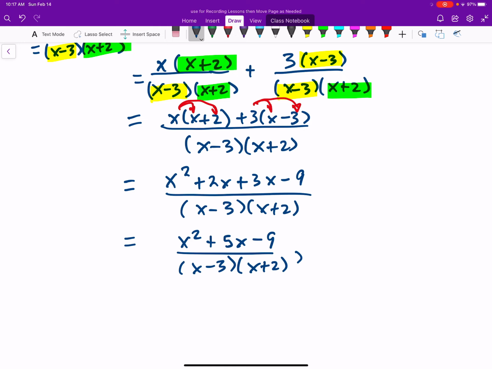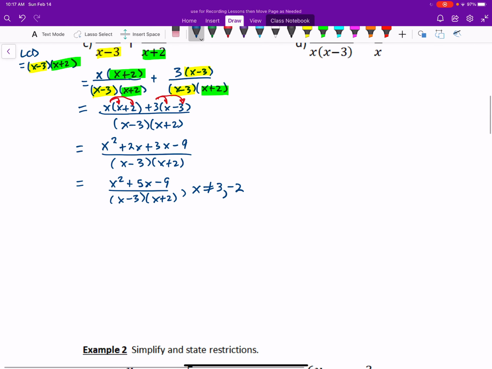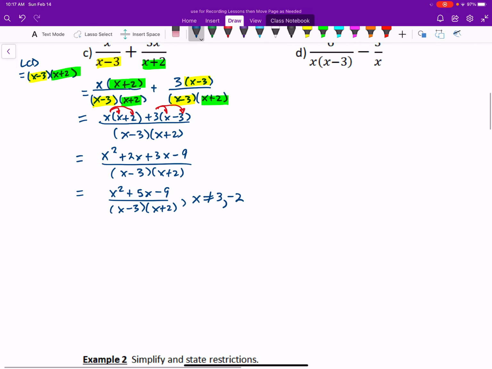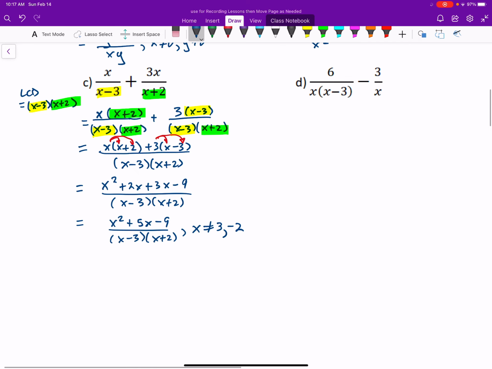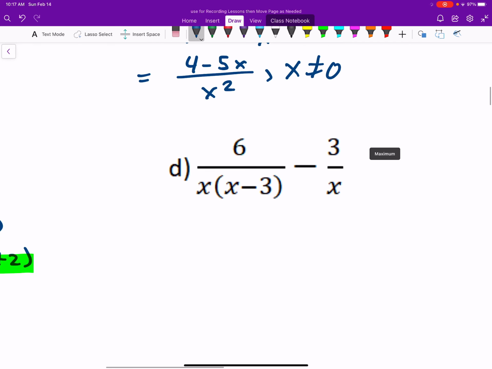I can write the restrictions, though. If x equals 3, we've got a problem, and if x equals negative 2. Either one of those is going to give me 0 on the denominator, meaning that I am going to have a division by 0 error.